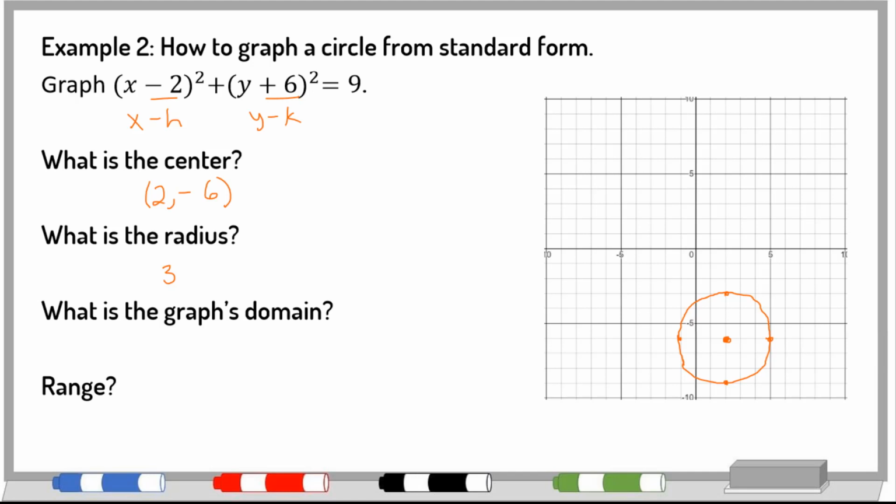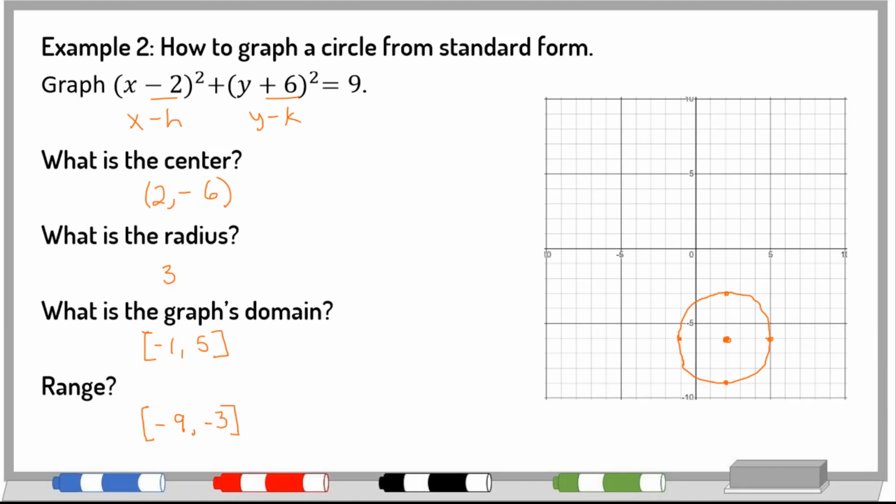The graph's domain. So left to right, our leftmost value is at -1 and our rightmost value is at 5. It touches both of those. So our domain is from -1 to 5. Our range, which is our y values, its lowest value is -9, then it heads all the way up to -3.